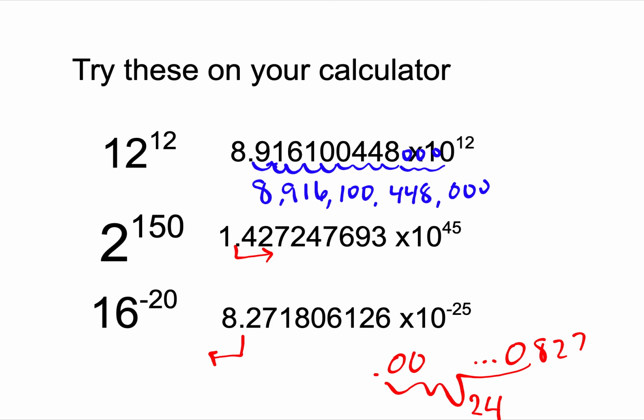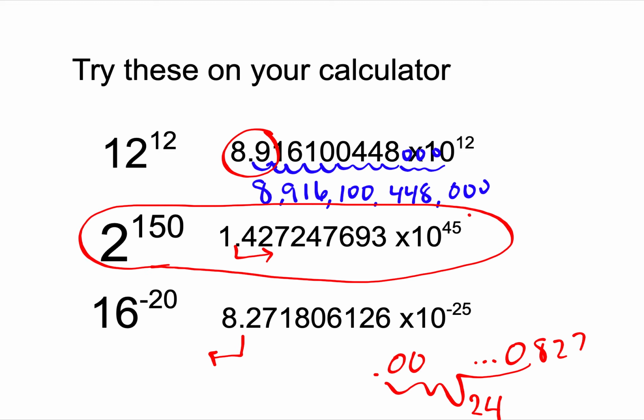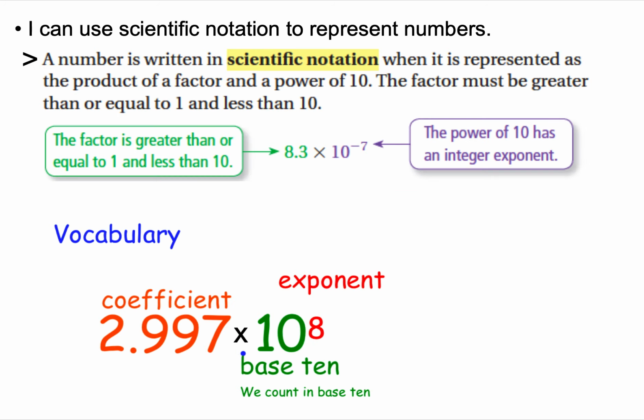All right. One thing to notice here: which of these 3 is the biggest of the numbers? You might think this one because it starts with 8.9, but it's actually this number here because it has the largest exponent. It's a 46-digit number, so it's going to be bigger just from that.